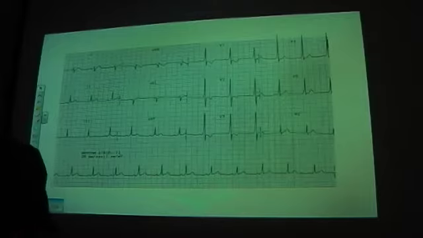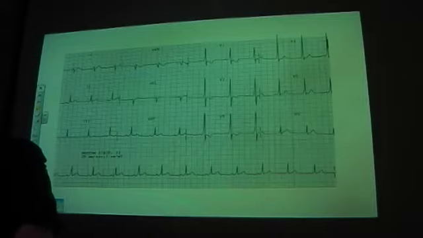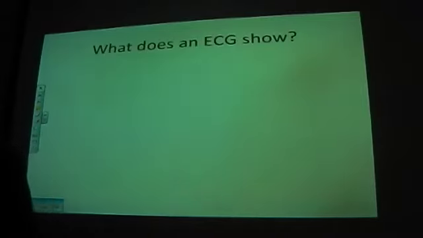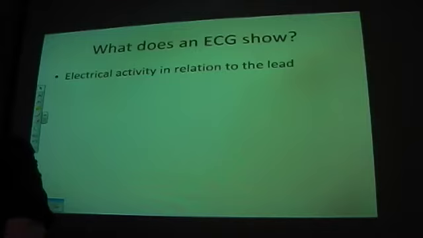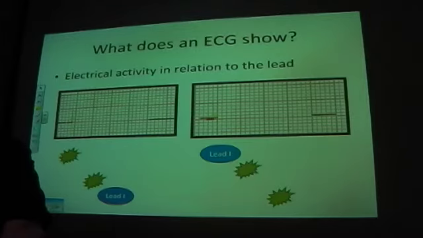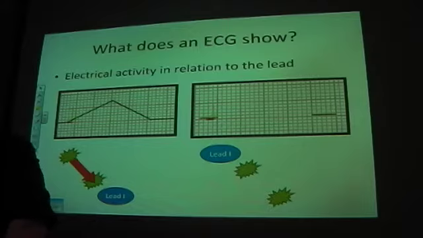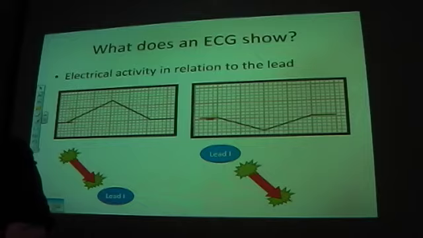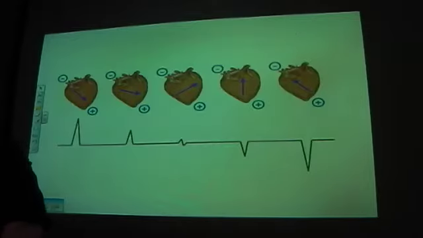To try and break down what you're looking at in the 12-lead ECG, it's important to know how an ECG actually works. An ECG essentially just shows you the electrical activity in relation to the leads that it's facing. If the electricity is going towards the lead, then you'll get a positive deflection. If it's going away from the lead, then you get a negative deflection. That's basically the fundamentals of the ECG. Anything that's going towards it will be positive. Things that are perpendicular to it don't really show very well and get a bit of a slow tracing, whilst things that are going away from it get quite a negative one.